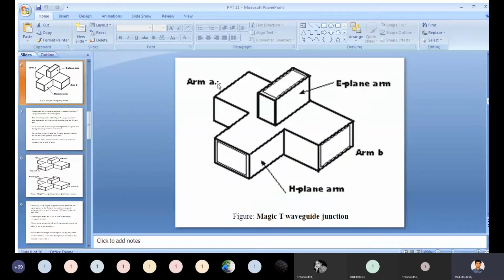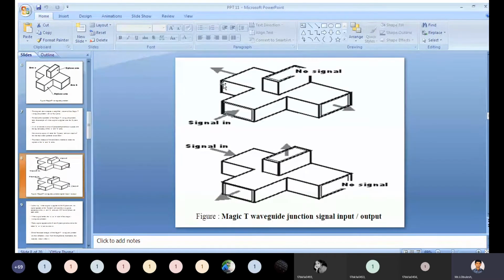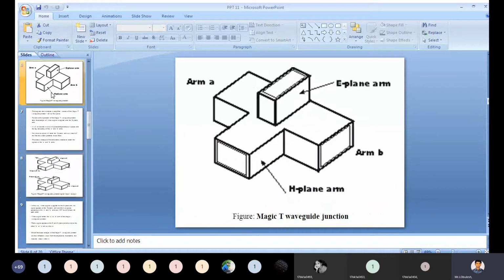You need to remember that. Okay. When a signal enters, we already discussed all these cases. Just you need to remember, when a signal enters the A or B arm, assume that we already discussed that.